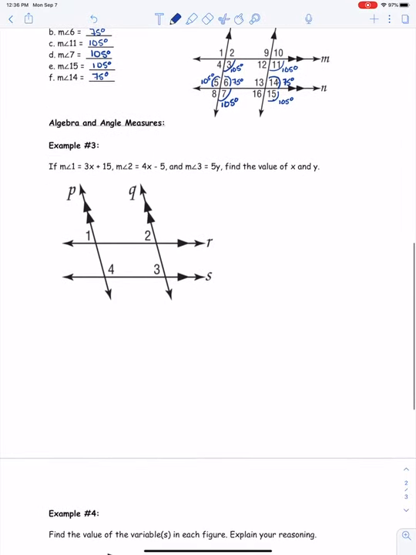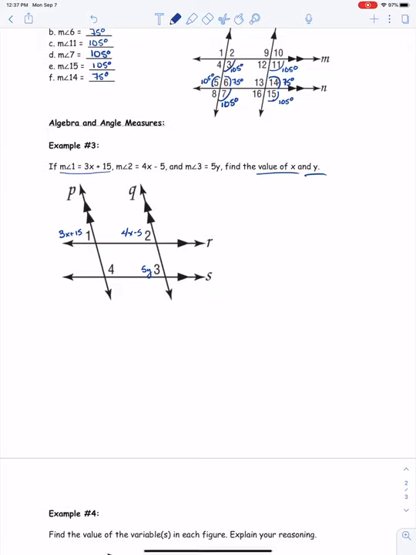This time we are going to introduce algebra into this concept. And it's not going to change anything. We still need to know those special angles in order to do that. I'm a very visual person, so I need to label things. So we know that the measure of angle 1 is 3x plus 15. We know the measure of angle 2 is 4x minus 5. We know the measure of angle 3 is going to be 5y. Okay, so our goal is to find the value of x and the value of y.